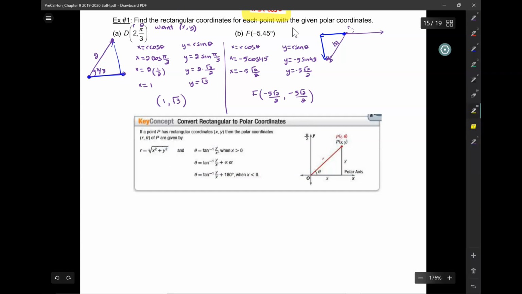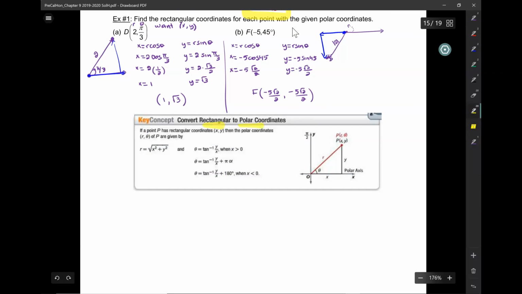Okay, let's go in the opposite direction. What if you have to go from rectangular to polar coordinates? So what if you're given x and y, but now you want to write it in terms of r and theta? So instead of saying go to the right 1 and up 3, you want to say, rotate by this angle and go out a certain distance. Well, let's see how that works.